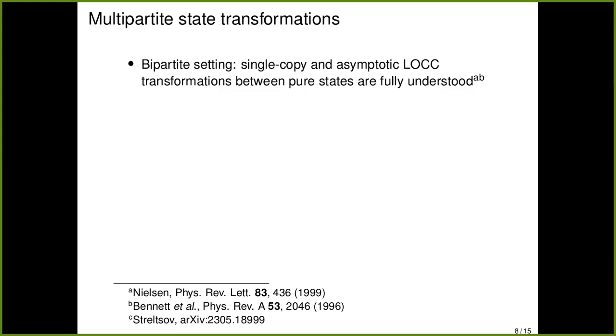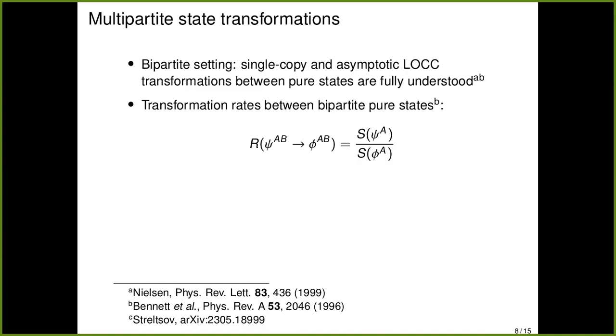Now let's talk a little bit about multipartite entanglement. We remember that in the bipartite case, for bipartite pure states, we fully understand the conversion. We fully understand the single copy conversion by the Nielsen paper. We also fully understand the asymptotic rates for the bipartite setting. This is basically the transformation rate in the bipartite case.